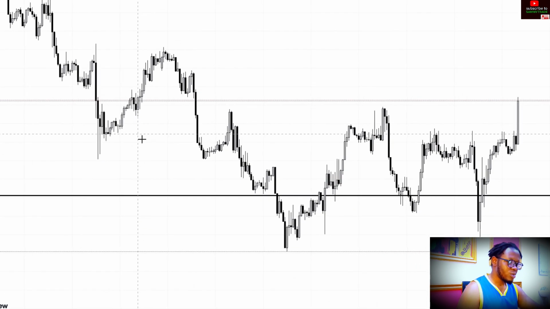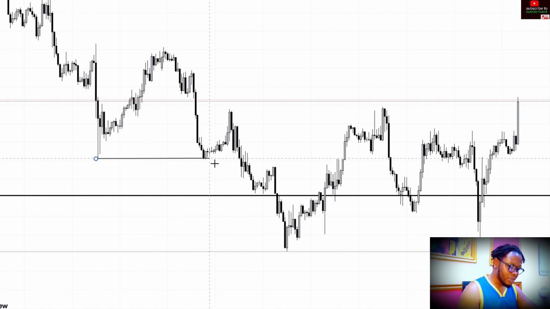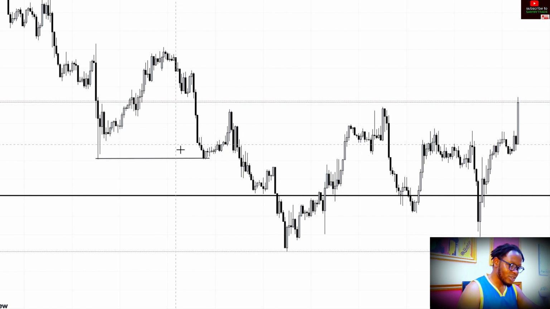So now this is the pullback to the demand zone. We are waiting for a change of character in order to continue this bullish uptrend. At this point, in order for us to see clearly the change of character, we have to spot out the point where price broke structure. Price broke structure from this point. Price reacted at this point firstly and went up, but it failed to break this supply zone here, so it broke structure to the downside.